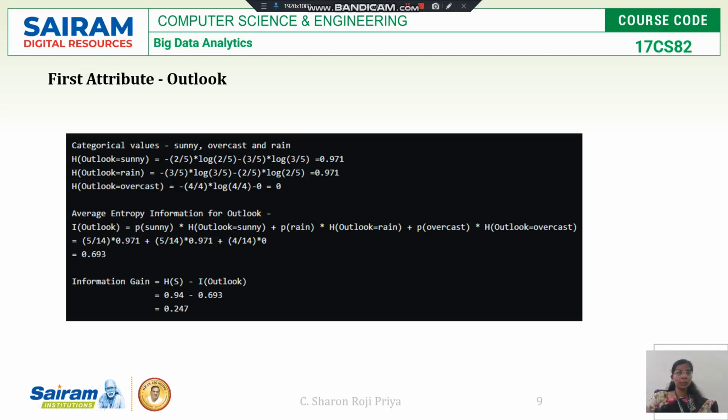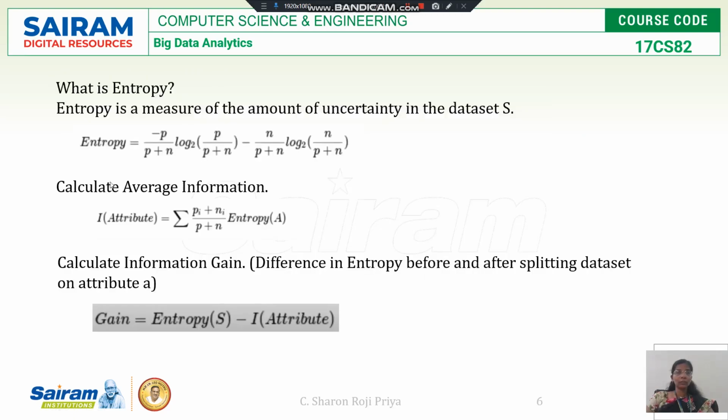Now what is the next step? We have calculated the entropy for all the categorical values. You can check here. Now I have to calculate the average information. So what is the formula to calculate the average information? Average information for an attribute is equal to summation of pi plus ni. So this i stands for the categorical values, right? Summation of all these categorical values.